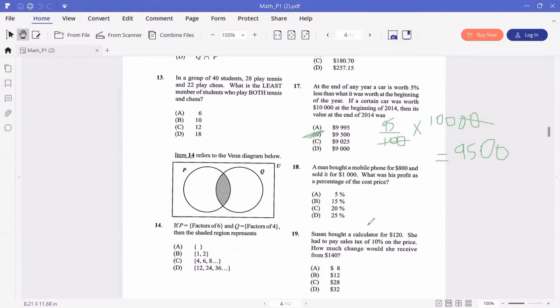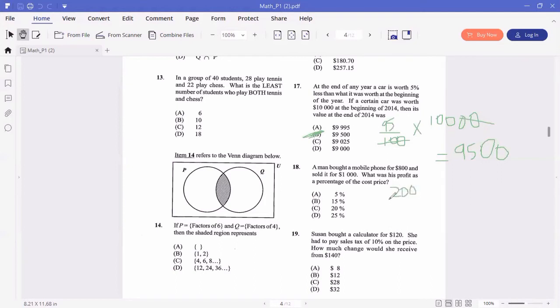It says a man bought a mobile phone for 800 and sold it for 1,000. Now what is his profit as a percentage of the cost price? Now you need to find the profit. The profit will be the selling price minus the cost price. In this case, 1,000 minus 800 will give me a value of 200.